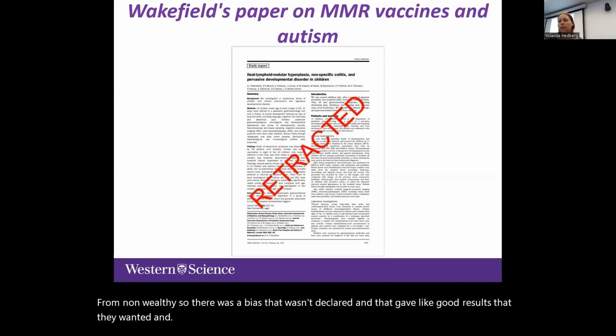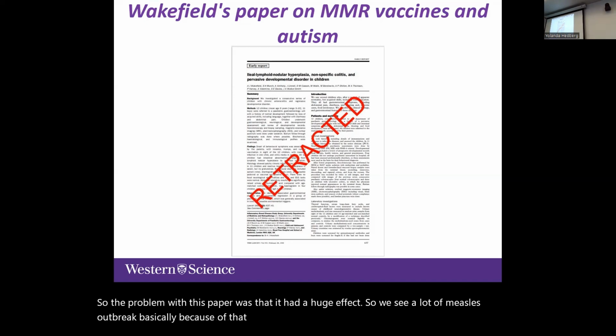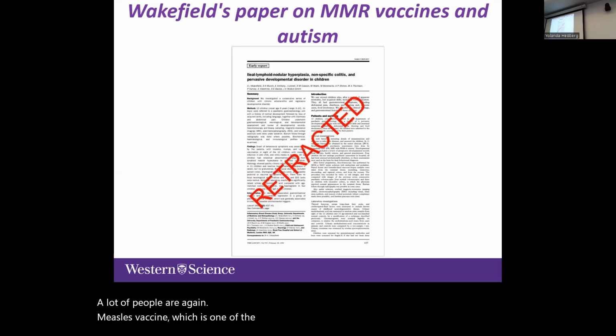So the problem with this paper was that it had a huge effect. We see a lot of measles outbreaks basically because of that still today. Also in Canada, a lot of people are against the measles vaccine, which is one of the safest vaccines. And the reason is this paper.